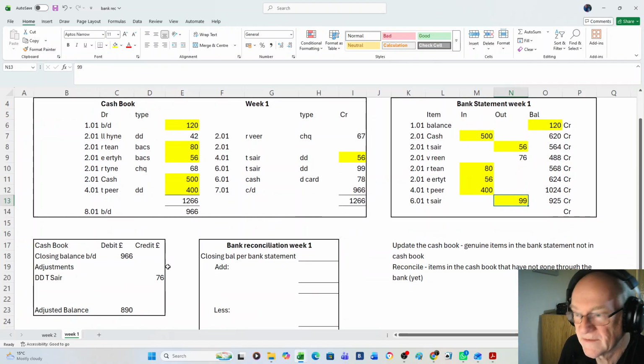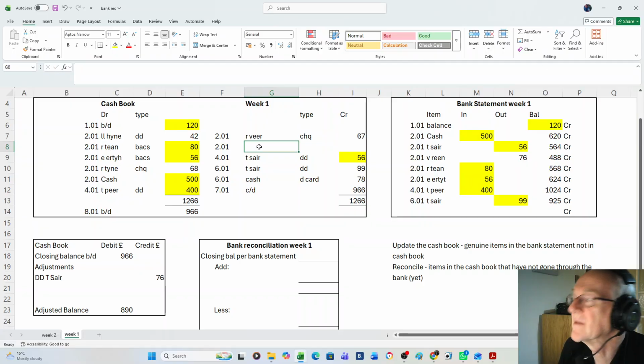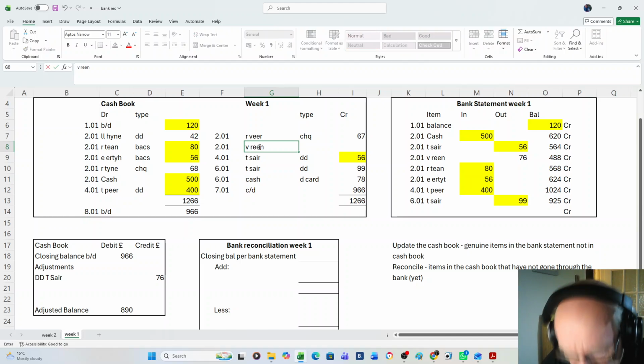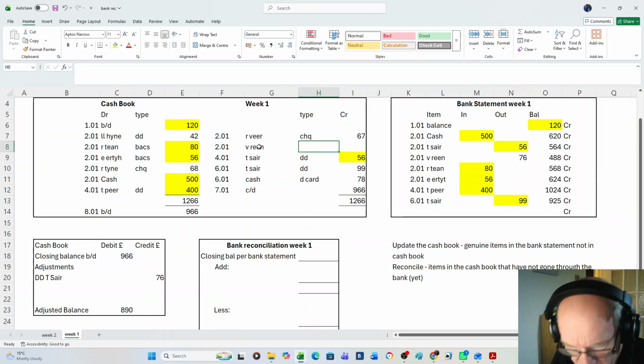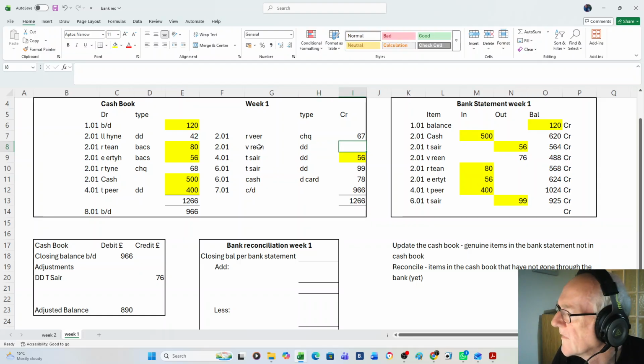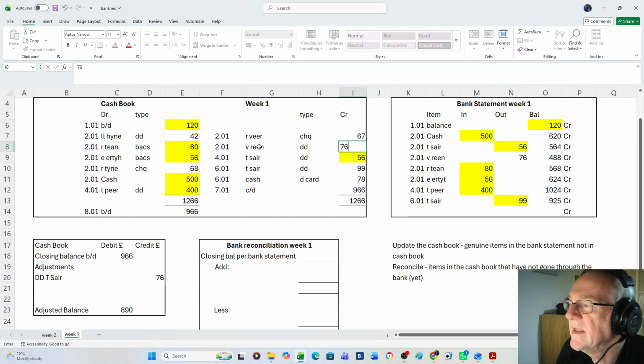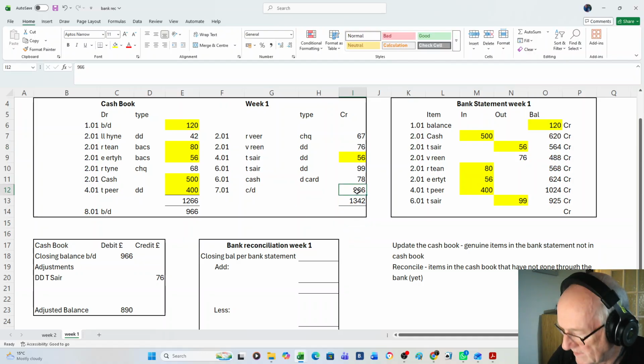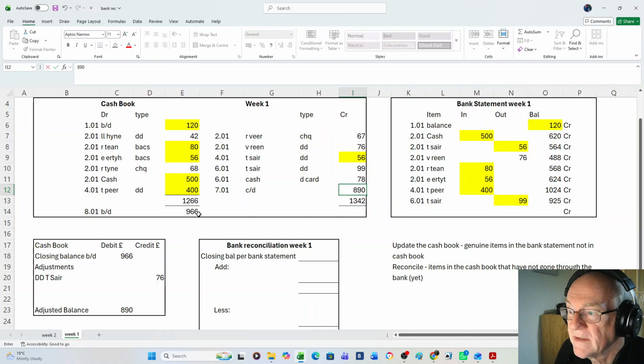Well, actually, as I've already shown, this is our adjustment. So this is update the cash book. Maybe we forgot to put it in, or I forgot to completely put it in. I've left a space for it. So if we did put it in, that will now change our balance to the 890.